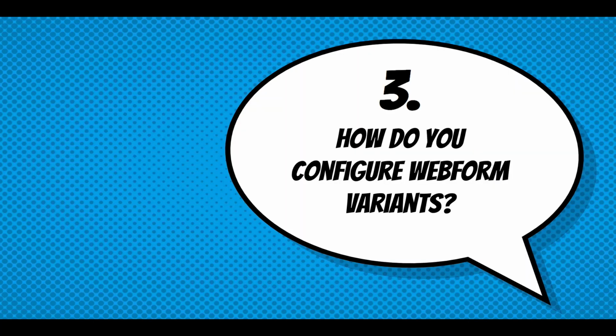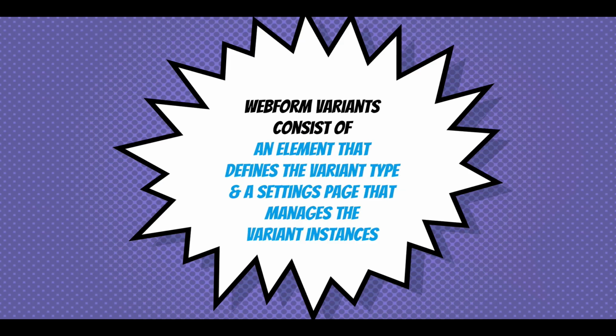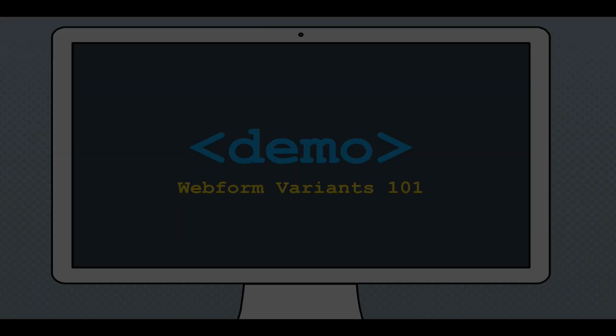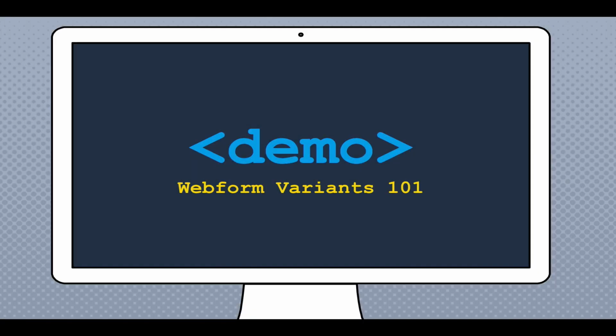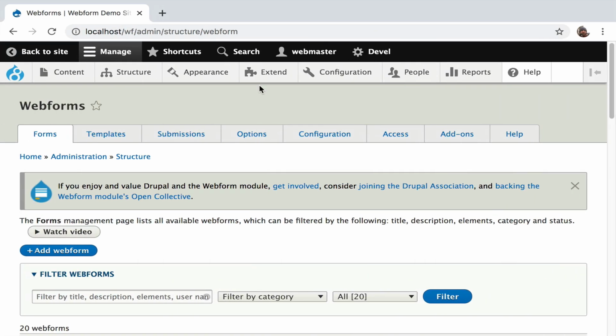Now, how do you configure Webform variants? Well, Webform variants consist of an element that defines the variant type, so you're specifying, I'm doing a variant on this form, and then a settings page to manage the variant instances, those A's and B's. So you're basically saying, I want to set up A/B testing, and here are the A's and B's on these instance pages.